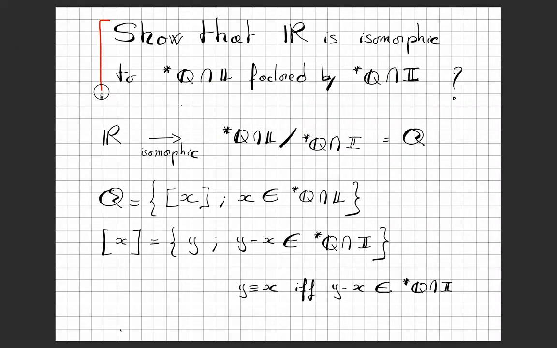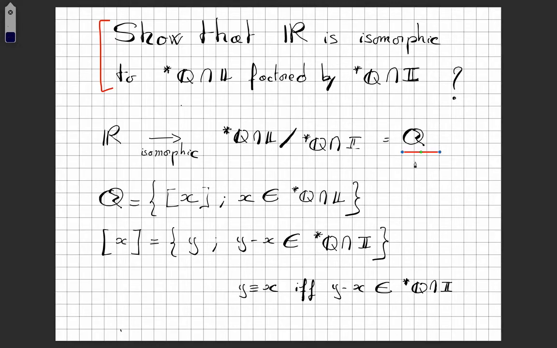Another exercise is to show that R is isomorphic to this set. So this is the set of hyperrational numbers which are limited, factored by the set of hyperrational numbers which are infinitesimals. So what we really want to do here indeed is to show that R is isomorphic to the ratio of those two sets, which I'm going to write Q like this because this is tiring to write every time.